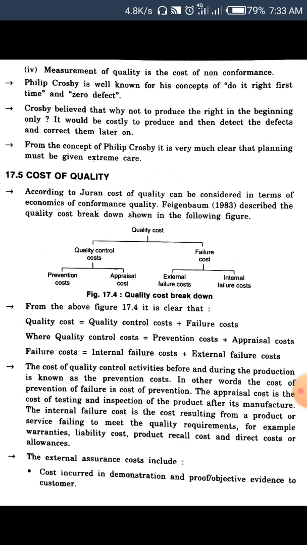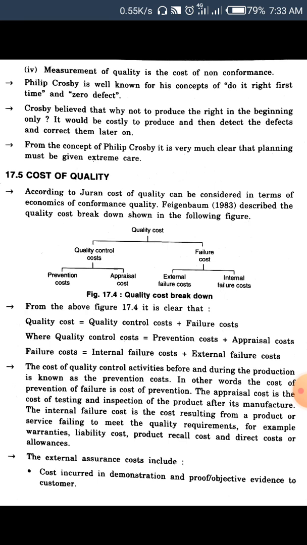So here one chart is given. So quality cost is divided into two parts, quality control cost and failure cost. Quality control cost is also divided into two parts, first the prevention cost and second the appraisal cost. And failure cost is also divided into two parts, external failure cost and internal failure cost.